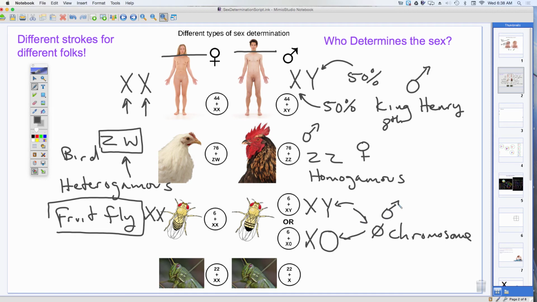And then if you were a grasshopper, well, much like the fruit flies, the females are XX, the males are X or XO, and once again, we could say that the males are determining the sex of the nymphs, the baby grasshoppers. So there is not one set rule, and I think that's an important thing to recognize.